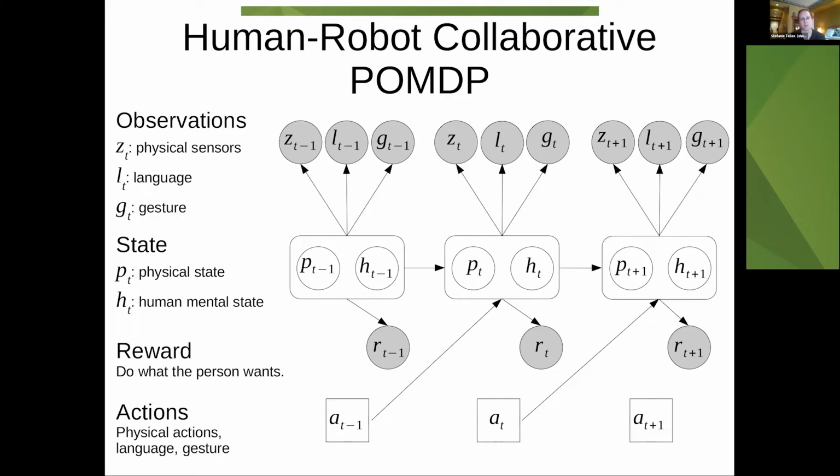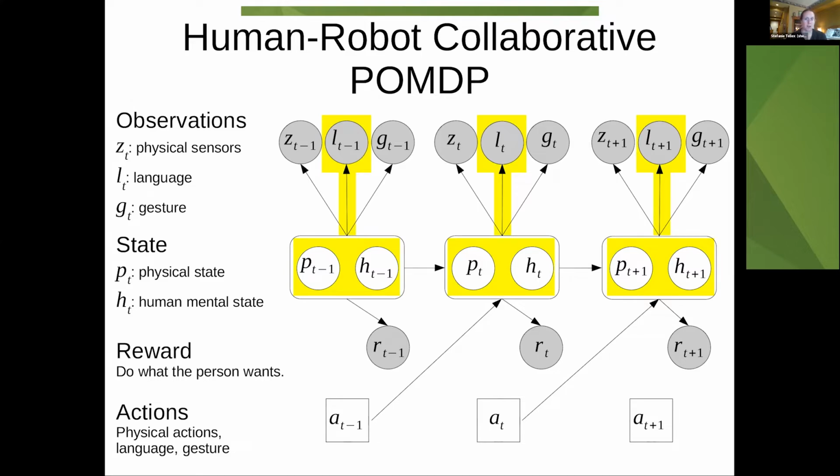You only get to observe your observations. So then the challenge is to look at our observations. We have our physical sensors, like our LiDAR and our camera. We have a microphone, and we can run a speech recognition system on it. We can get a language signal. We can use our camera and run a body tracker or body pose estimator on it and get the person's gesture. And now the goal is to look at this noisy stream of sensor information and estimate the person's mental state. What do they want us to do? And then go and do it.